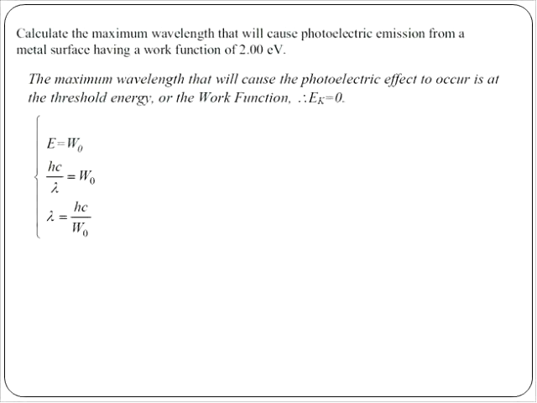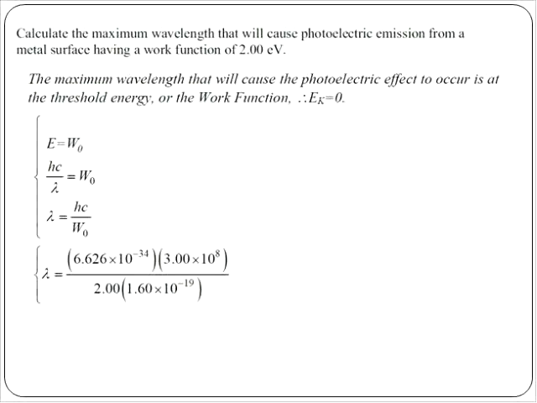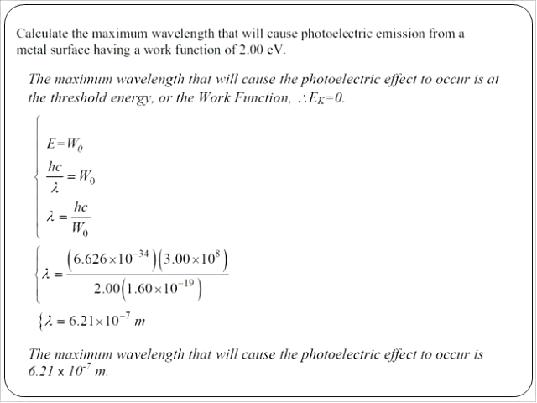So if I rearrange that, lambda equals hc over work function. Plug your numbers in. Don't forget to convert your units, right? Because that work function was given as 2 electron volts. So I do have to multiply by 1.6 times 10 to the negative 19 to do the conversion. Okay, and once I've done that, the rest is easy. There you go. There's the answer.